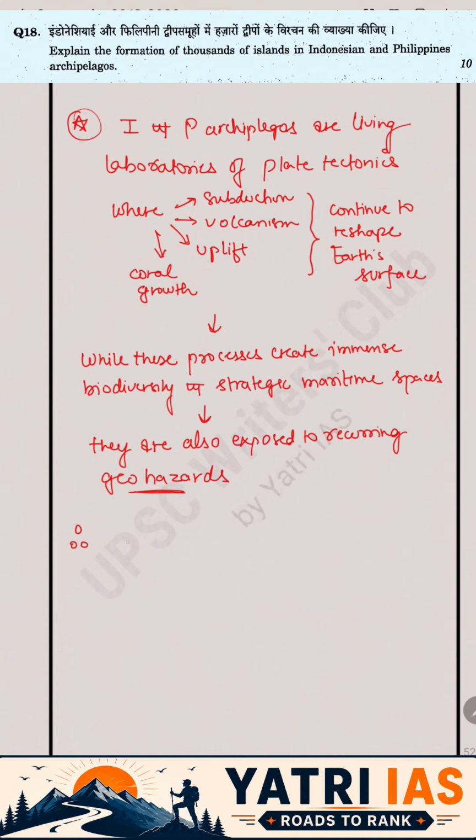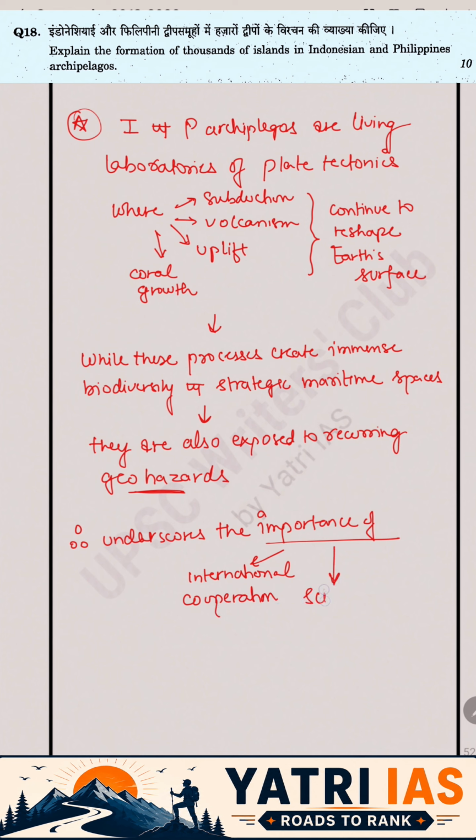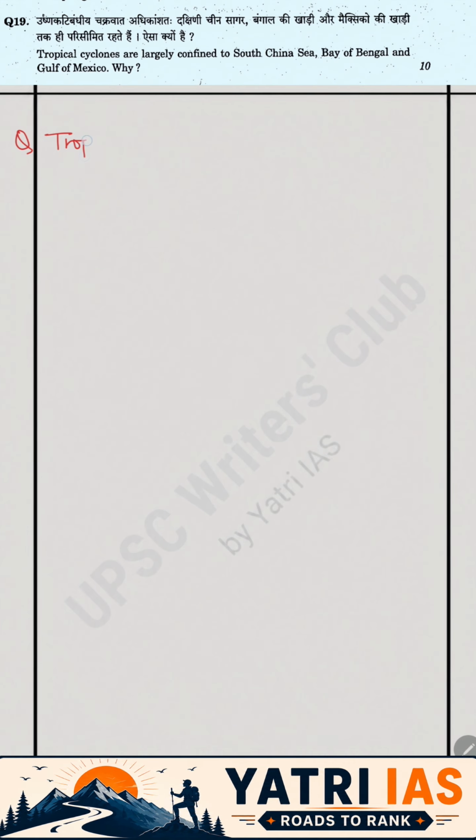Hence, it underscores the importance of international cooperation, scientific monitoring and resilient disaster management in the wake of aggressive climate change and global warming. So you could mention these pointers in your conclusion to make it worthy and provide your answer an edge over others. Thank you.